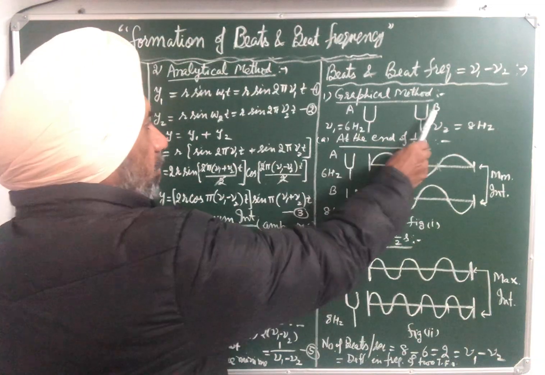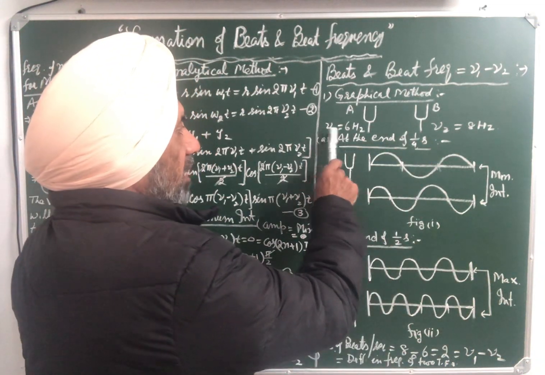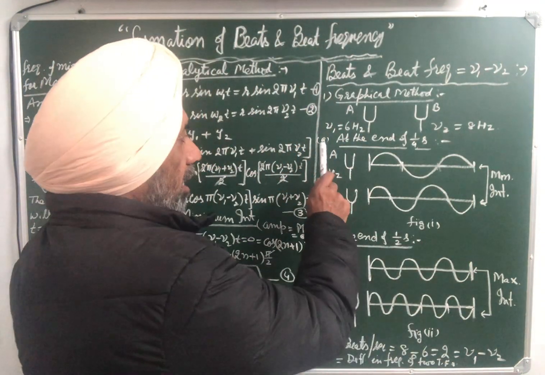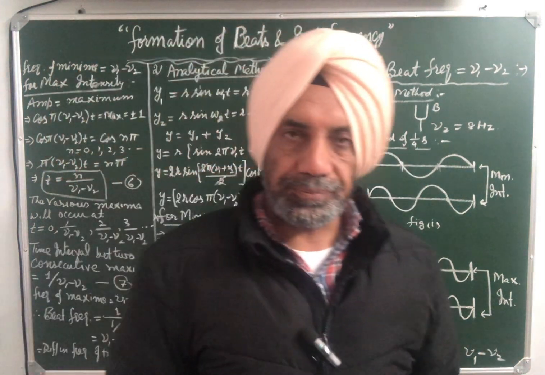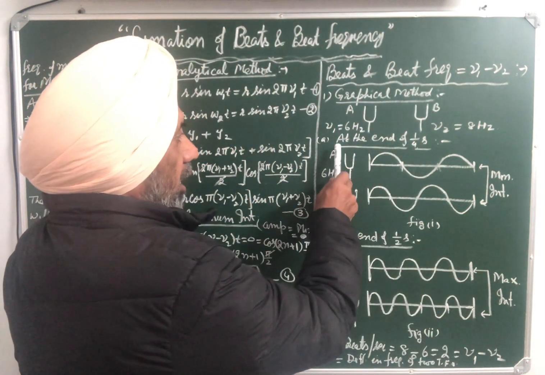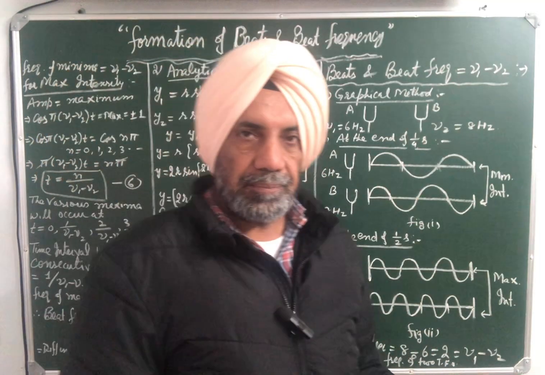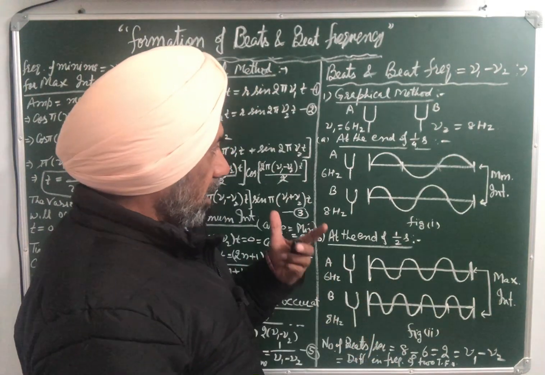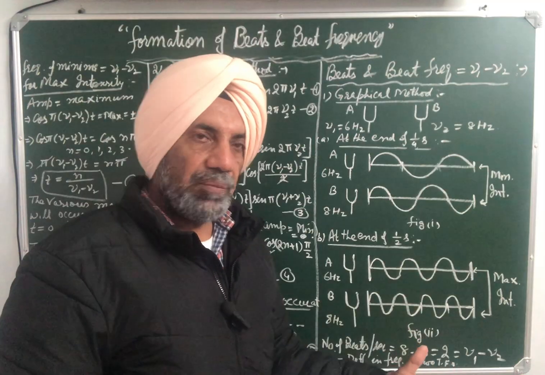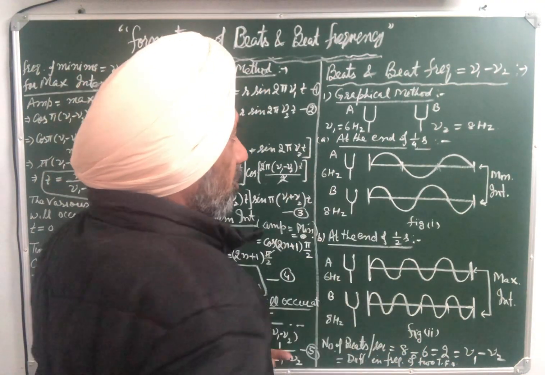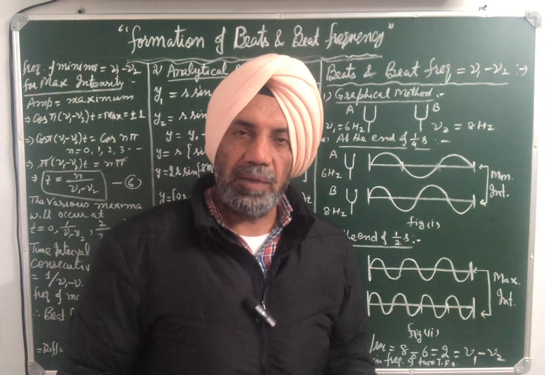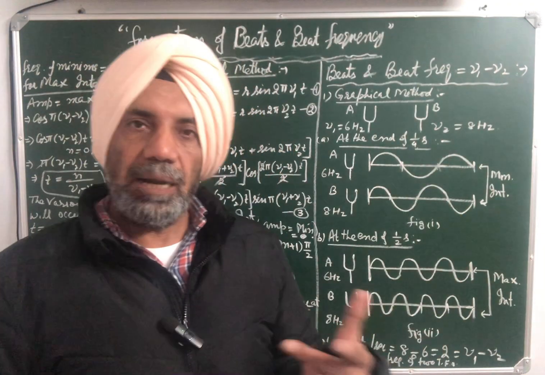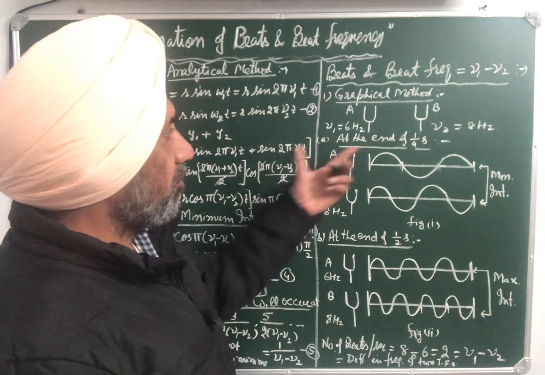Suppose we have two tuning forks A and B having frequency 6 Hz and 8 Hz respectively. Now both these tuning forks are sounded together. Now what happens at the end of 1/4 second? Since tuning fork A has frequency 6 Hz, it will produce 6 waves per second, whereas tuning fork B will produce 8 waves per second. This is the meaning of frequency.